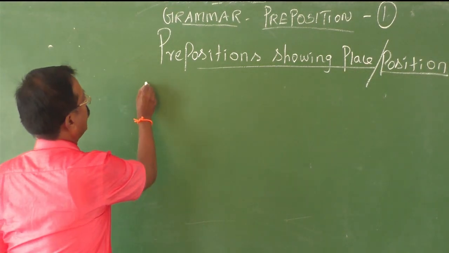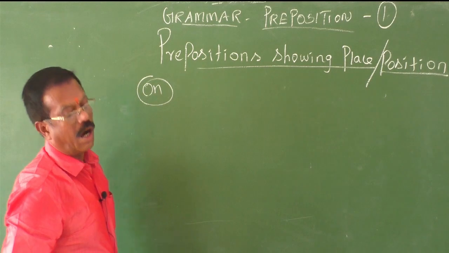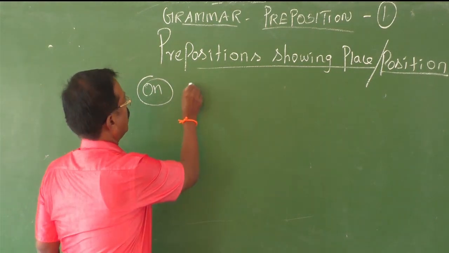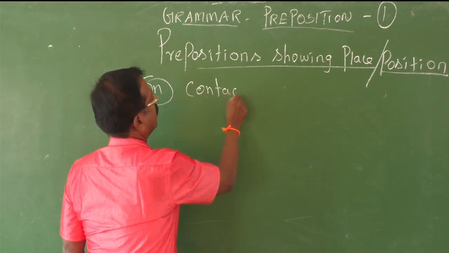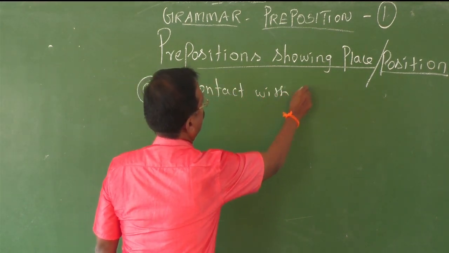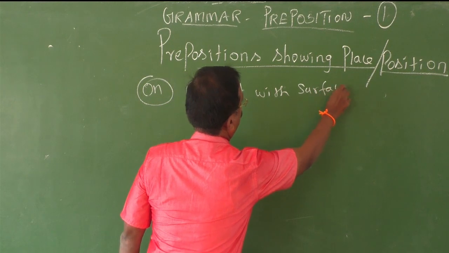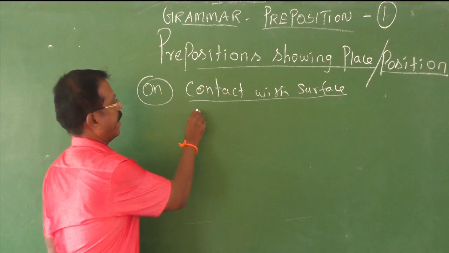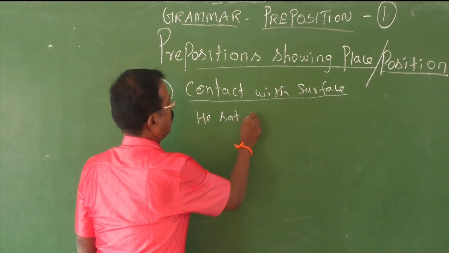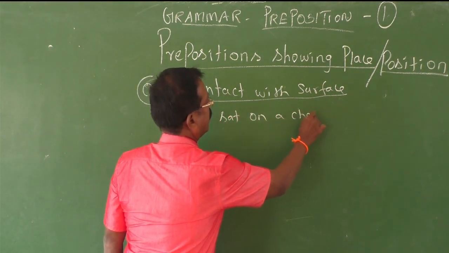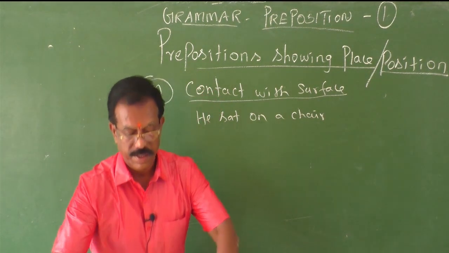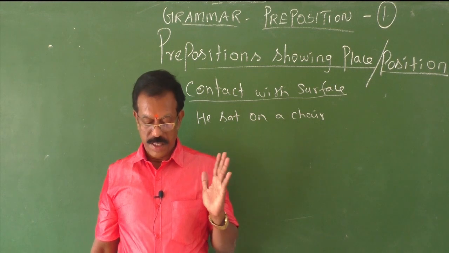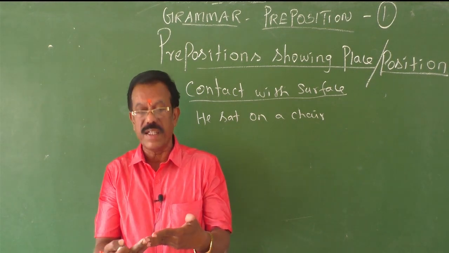Then on. Where can you use this preposition on? Actually, it is used for contact with the surface. So there we can use this preposition on. For example, he sat on a chair. A ball is on the table. There are many books on the table. So on is used to refer to contact with the surface.